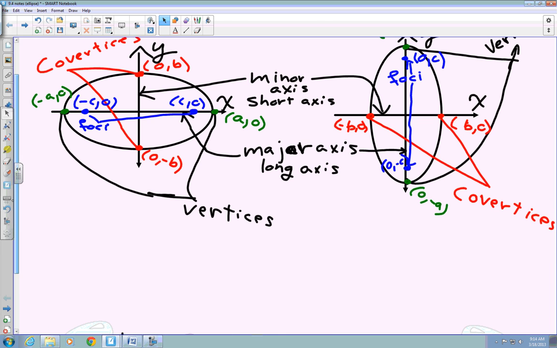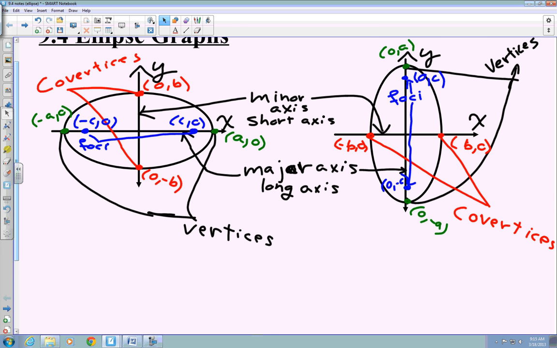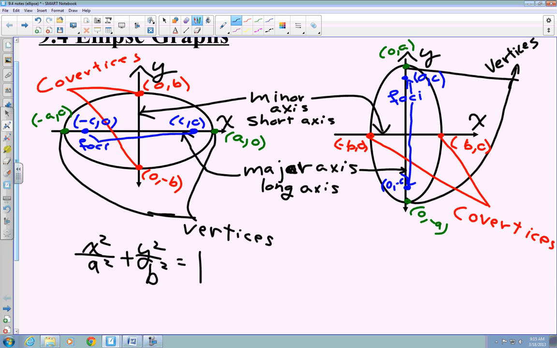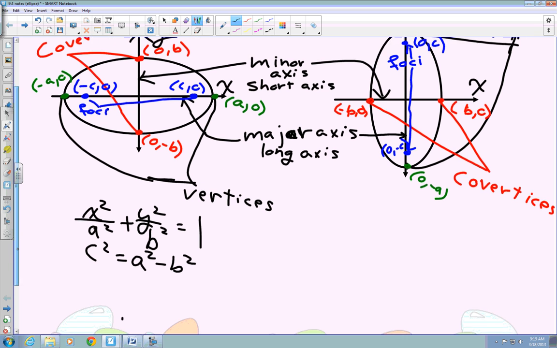So, now let's look at what we have here. If I have an ellipse with the major axis on the x-axis, then its general equation is x squared over a squared plus y squared over b squared equals 1. And c squared, that one for the foci, is equal to a squared minus b squared. So if I know my a squared and my b squared, I can figure out my c squared by subtracting a squared and b squared.